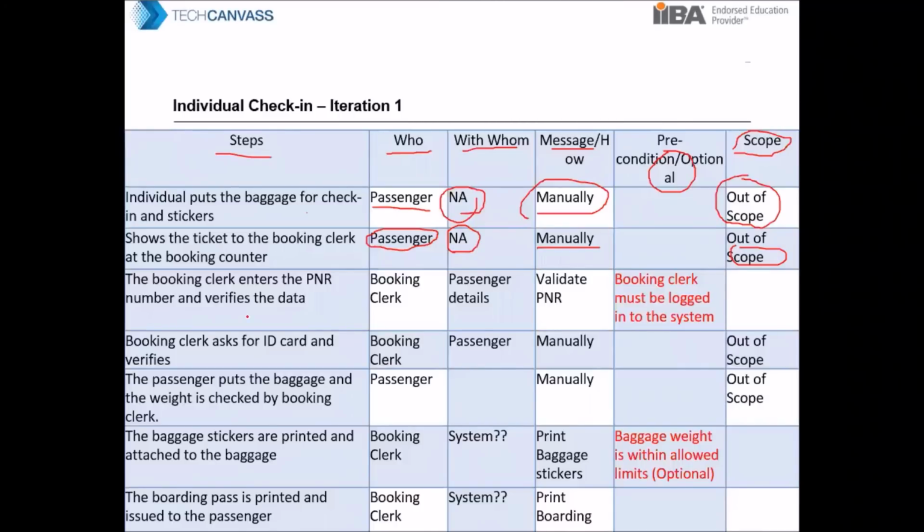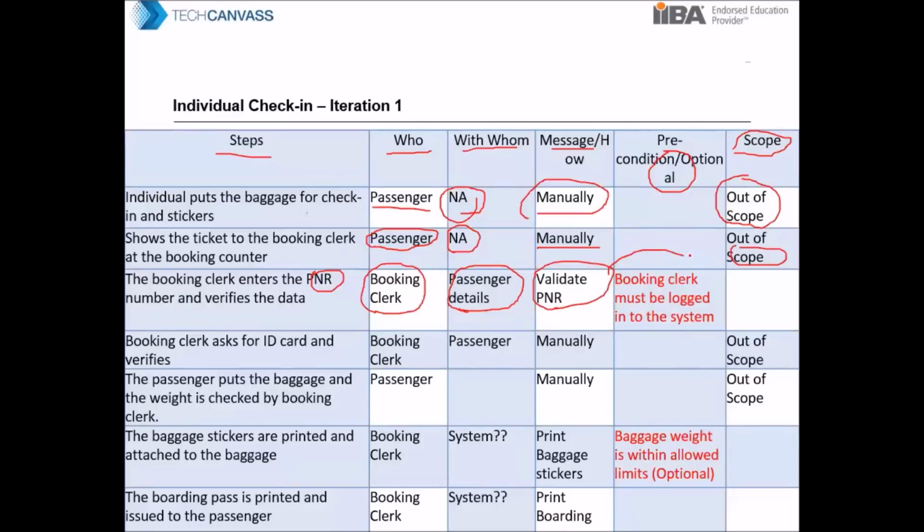Once the booking clerk gets the ticket, he or she enters the PNR number into the system. Now in this case, there is a booking clerk, and then there is a screen or a search screen where you can enter the PNR details. And what is the message of the function here? By validating the PNR.